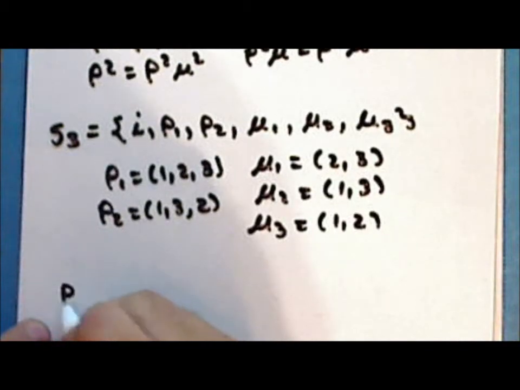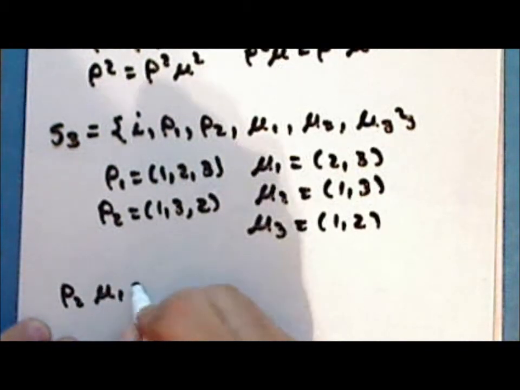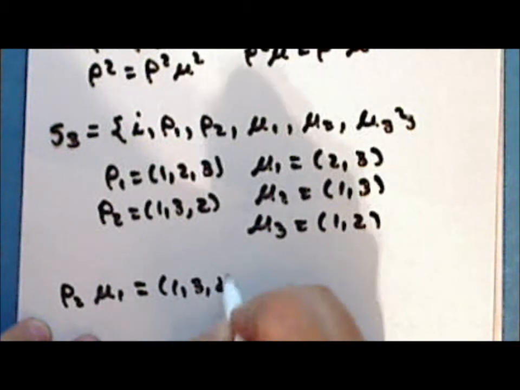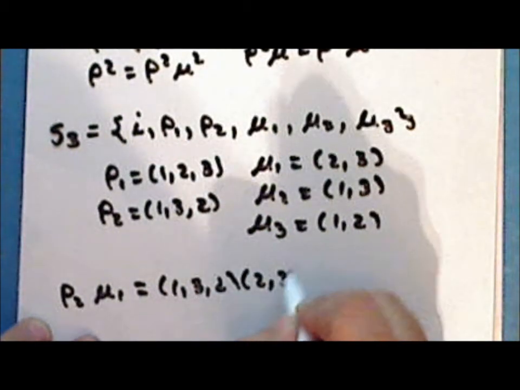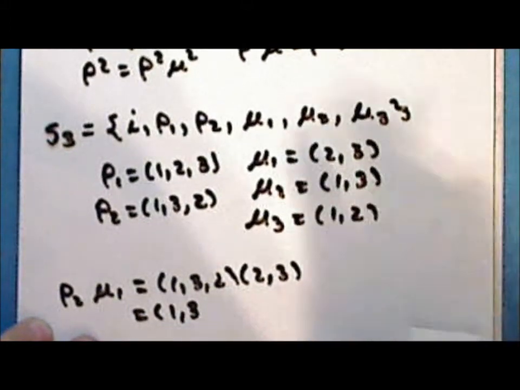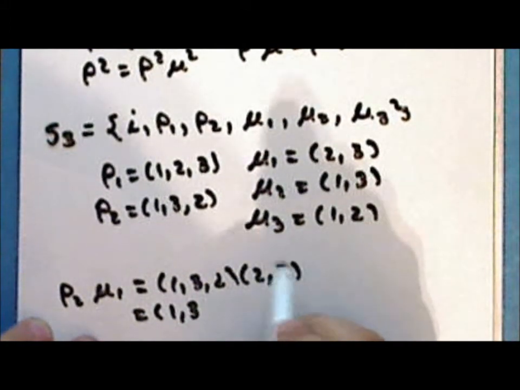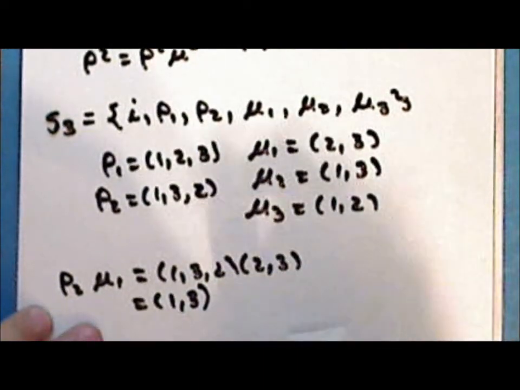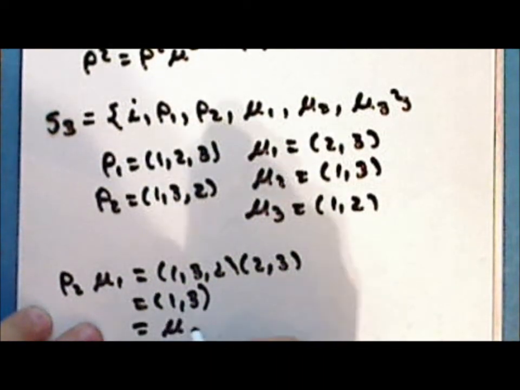So notice that rho sub 2 times mu sub 1 is the product of the cycles 1 to 3 to 2 times the cycle 2 to 3. So beginning with the element 1, 1 is mapped to itself in the first cycle and then onto 3 in the second cycle. So beginning with 3, 3 is mapped onto 2, 2 is mapped onto 1, ending the cycle. And so this is the same as mu sub 2.